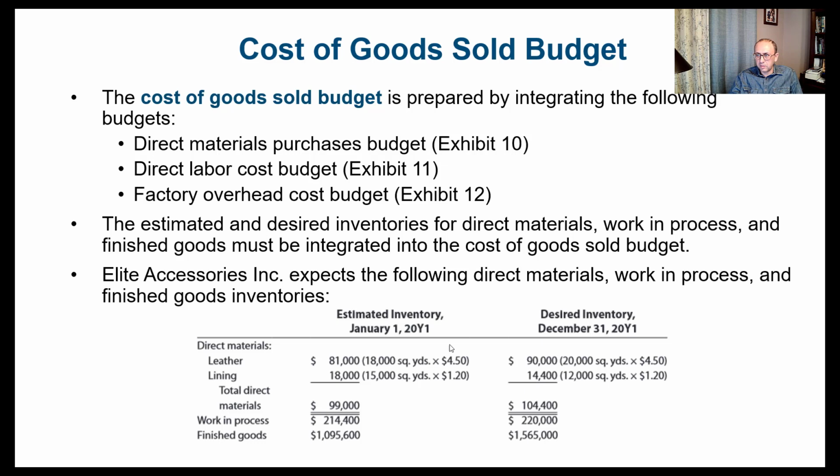So here we have the estimated inventory and the desired inventory. That's for the leather, for the linings, and then that's for the material, and then the work in process and the finished goods.